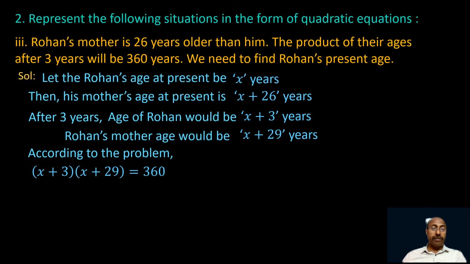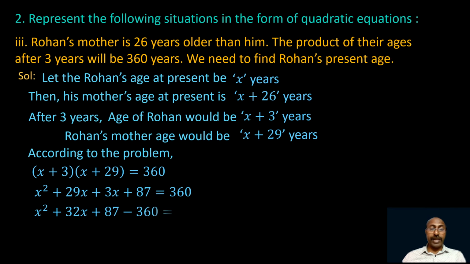By multiplying x plus 3 and x plus 29, what do we get? x into x, x square, plus x into 29 is 29x, plus 3 into x is 3x, plus 3 into 29 is 87. That is x square plus 29x plus 3x plus 87 is equal to 360. 29x plus 3x can be simplified as 32x. So x square plus 32x plus 87 minus 360 equals 0. From that we can write x square plus 32x minus 273 equals 0. This is our required quadratic equation.